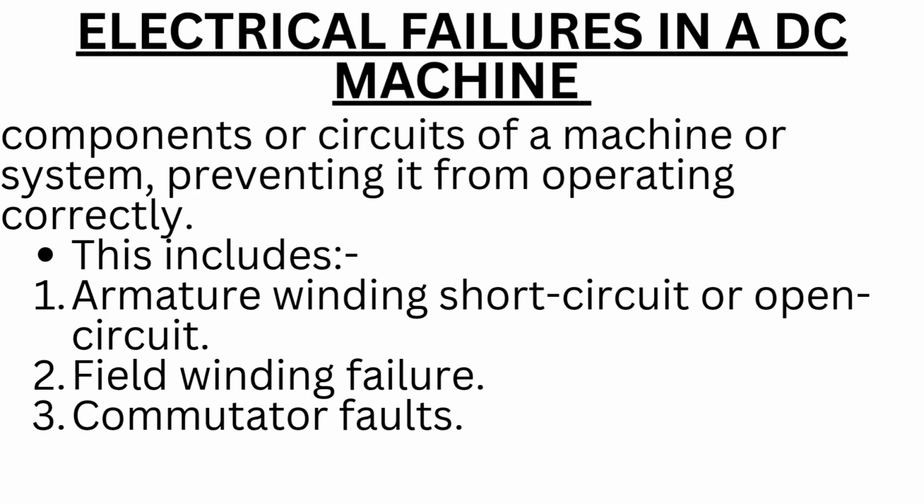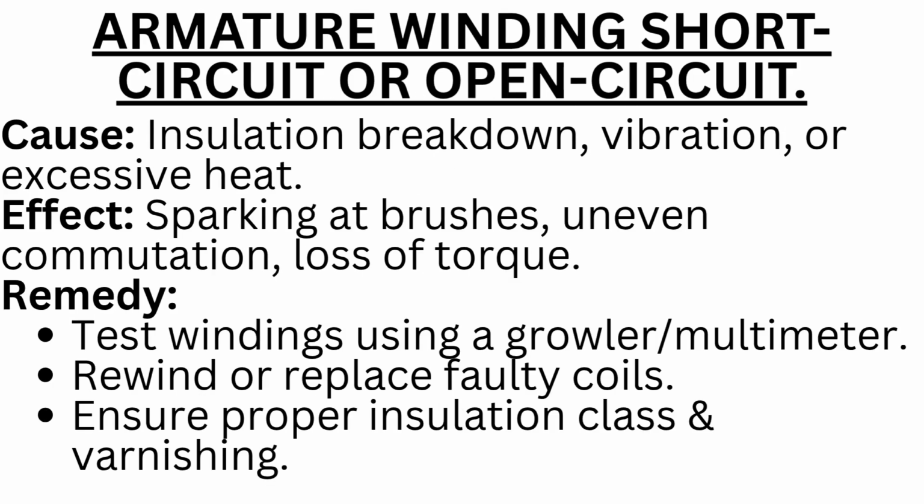This includes 1. Armature winding short circuit or open circuit. 2. Field winding failure. 3. Commutator faults. Now let us look at the first electrical fault, that is armature winding short circuit or open circuit. Cause: insulation breakdown, vibration, or excessive heat. Effect: sparking at brushes, uneven commutation, loss of torque. Remedy: test windings using a growler, multimeter. Rewind or replace faulty coils. Ensure proper insulation class and varnishing.